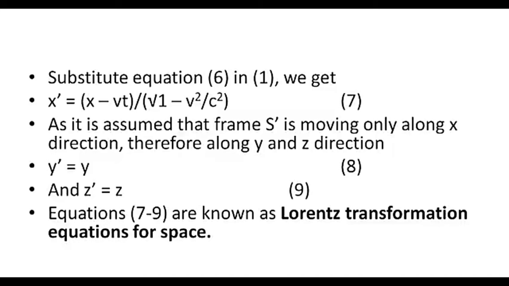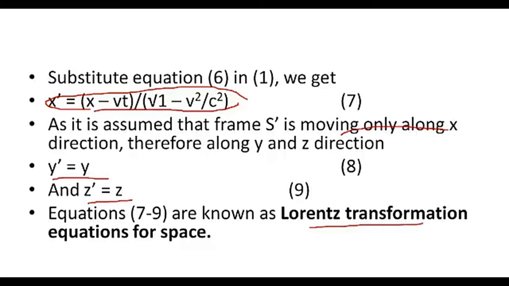Now substituting equation 6 in equation 1, x dash equals x minus vt divided by root of 1 minus v squared by c squared. As it is assumed that the frame S dash is moving only along the x-axis, therefore along the y and z directions, y dash equals y and z dash equals z. Equations 7 to 9 are known as Lorentz transformation equations for space.